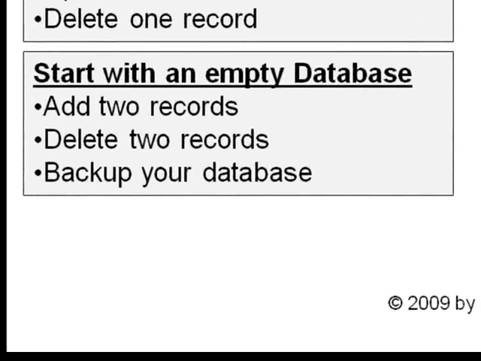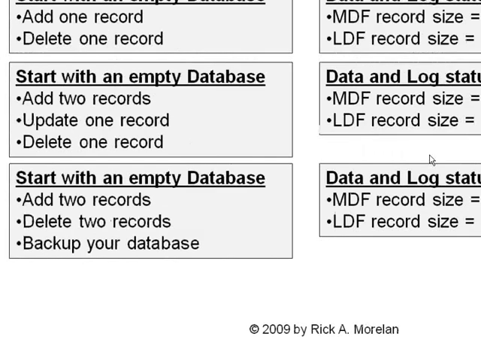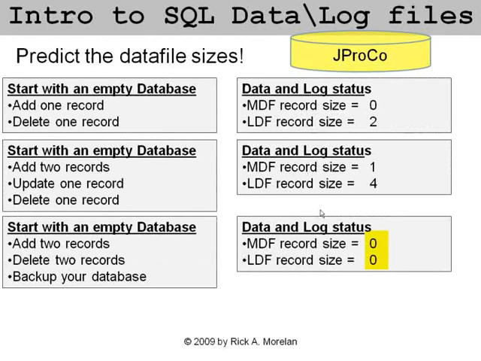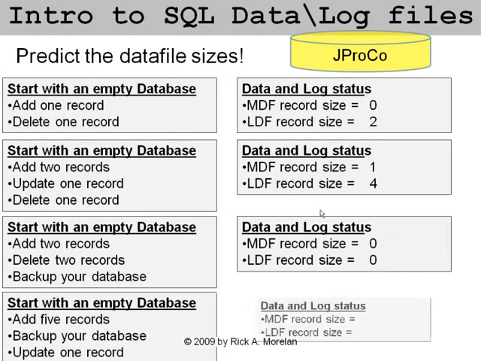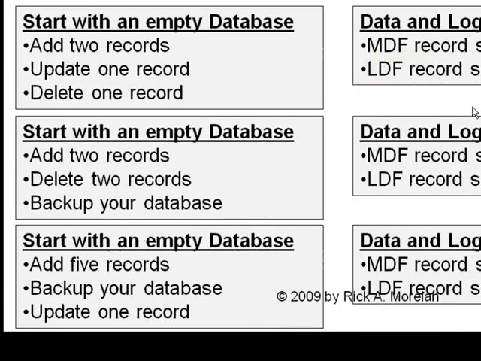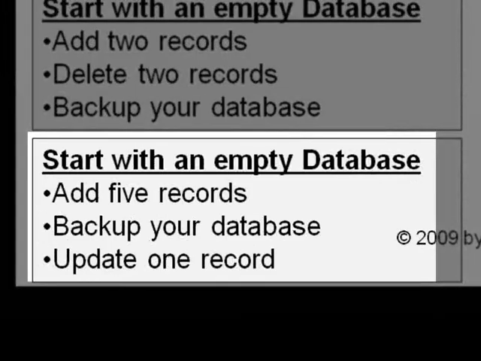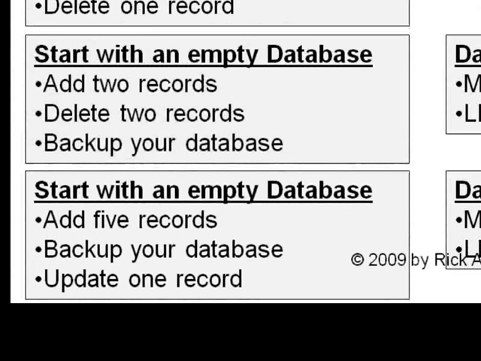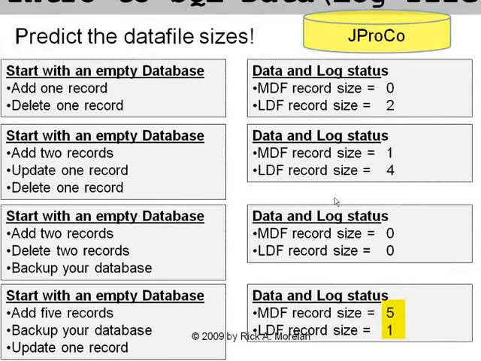Okay, so you add 2 records, delete 2 records, and then back up your database. That means you have no data, and since there has been no changes since the last backup, you've got no records in your log file. All right, let's start with an empty database and add 5 records. Back it up, and then update 1 record. That means you have 5 records, and you've got only 1 change made since the last backup.